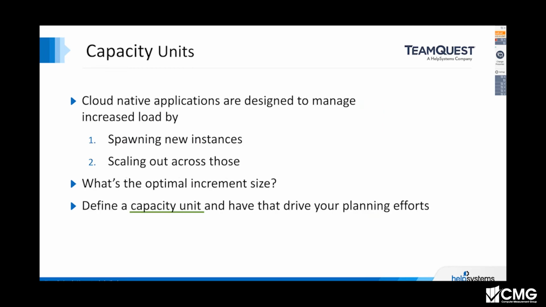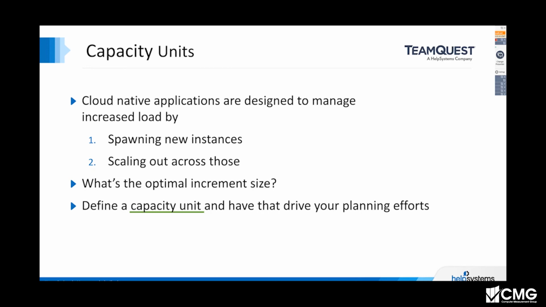So the rest of the slides we're talking about here are going to focus on the assumption that you've done the refactoring and that you're optimizing for cloud native workloads, because if they're not, it's the same kind of exercise that you've done before in traditional capacity management. So cloud native applications are designed to manage increased load by spawning new instances and scaling out across those. So defining the capacity unit becomes very important.